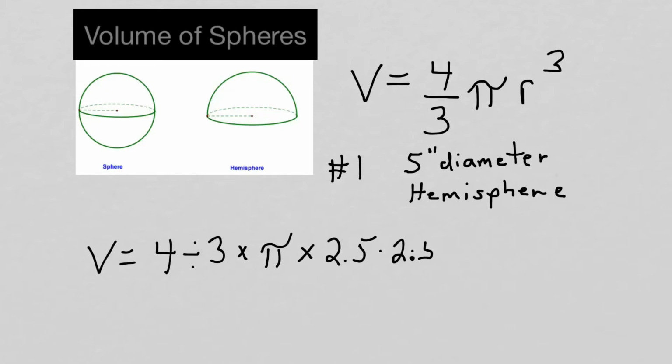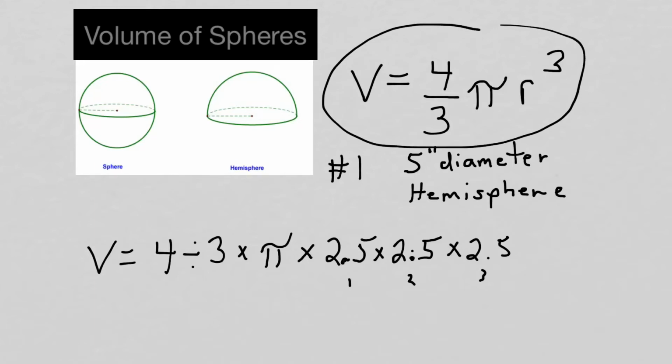It's 2.5. Make this an x. Right? Times 2.5. All right? There's your cube. There's your radius. There's your radius cubed. 1, 2, 3. All right? This is a hemisphere. This whole formula up here is for a sphere.